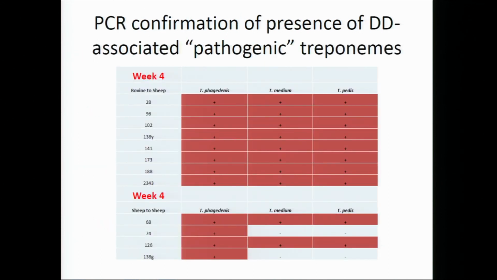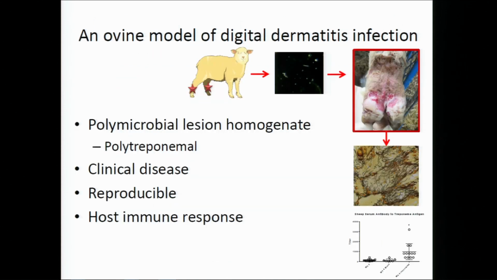We have performed molecular techniques to validate what pathogenic treponemes are present, and you can see here at week 4 post-infection in those sheep that were inoculated with the bovine lesion homogenate, they're all positive for the presence of Treponema phagedenis, Treponema medium, or Treponema pedis. We're in the process of evaluating those sheep samples, and at week 4 we've looked at, all 4 were positive for T. phagedenis, 2 are positive for T. medium, and 2 for T. pedis.